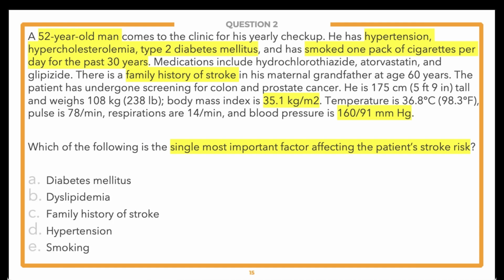So we got option A, diabetes mellitus. Option B, dyslipidemia. Option C, family history of stroke. Option D, hypertension. And option E, smoking. I'm not saying that any of these are wrong. They're all risk factors. The single most important risk factor, which one is the one that's going to contribute to his chance of having stroke the most? And that's what you need to think about.